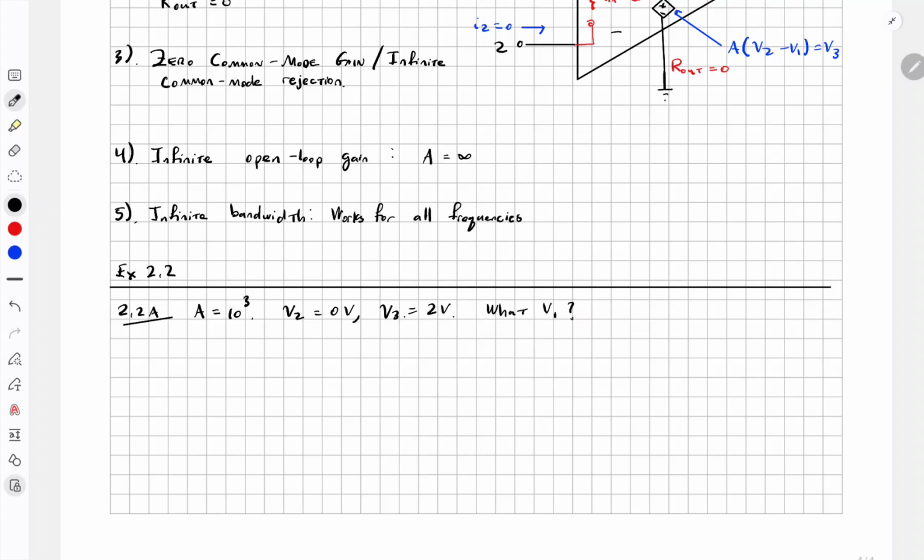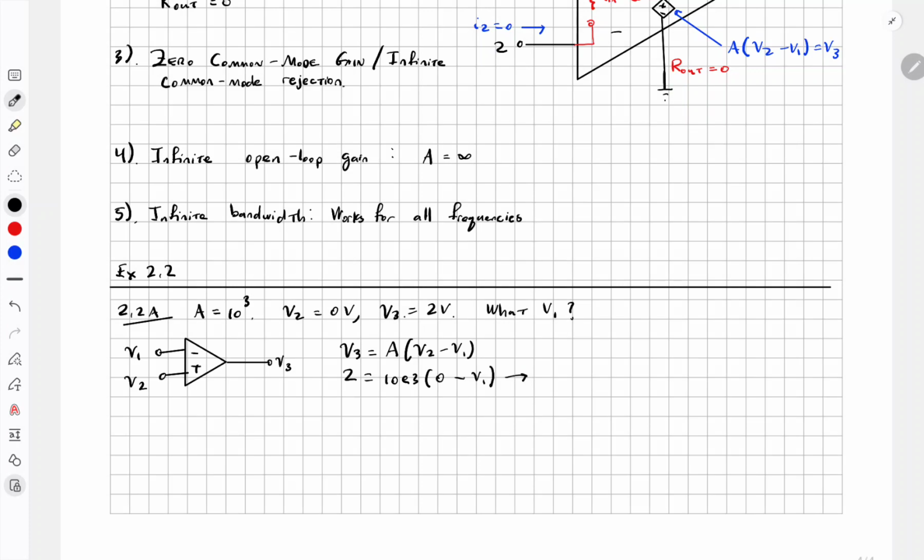Okay, so by now you should probably recognize the symbol. I'll draw it one last time. And again, I'll write out the equation. In the ideal op-amp, V3 is equal to A times V2 minus V1. So we'll just do 2 is equal to 10 to the third times 0, V2 is 0, and V1, we're solving for that.